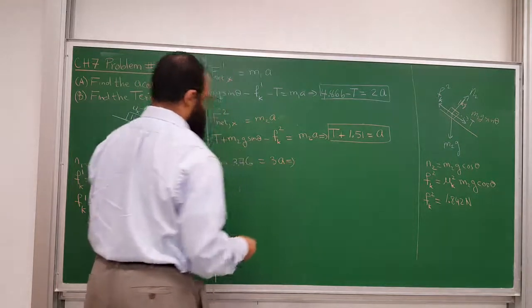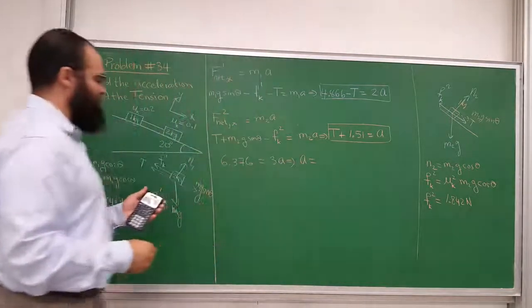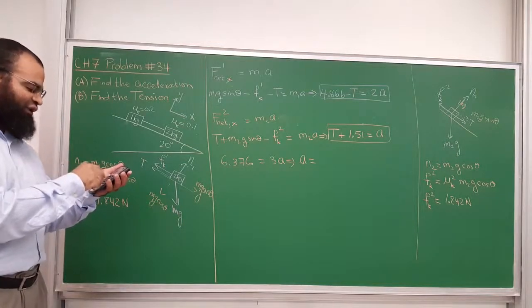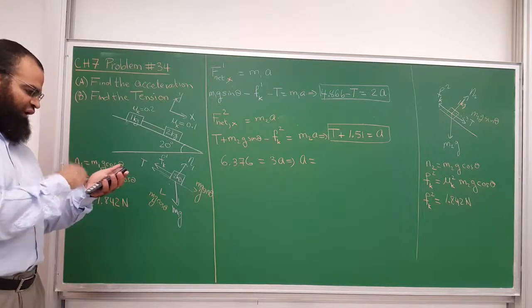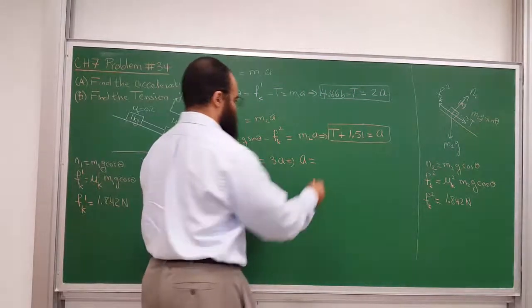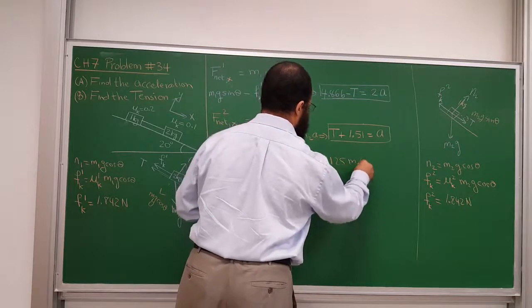Let's hope after all this work I get the numerical value for the acceleration to be correct. Hopefully I didn't make any mistakes. That's always a problem. And then I will check the solution. Divided by 3, so I get the acceleration to be 2.125 meters per second squared.